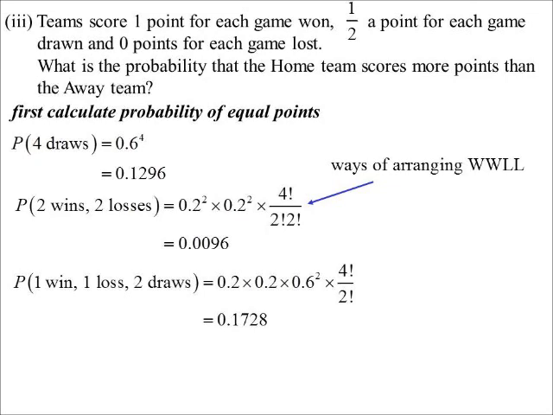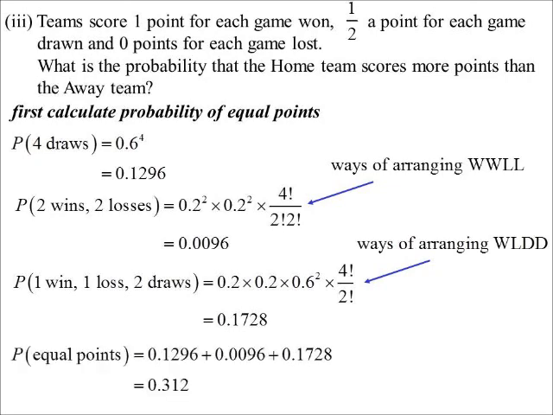And there's another way. You can get 1 win, 1 loss, 2 draws. That would come up with the same number of points. So a win, a loss, 2 draws would go 0.2, 0.2, 0.6 squared. But again, how many ways can we arrange that? Win, loss, and 2 draws. Well, now it'll be 4 factorial on 2 factorial. It's like saying, how many words can you make out of, what would it be, W, L, and 2 Ds?